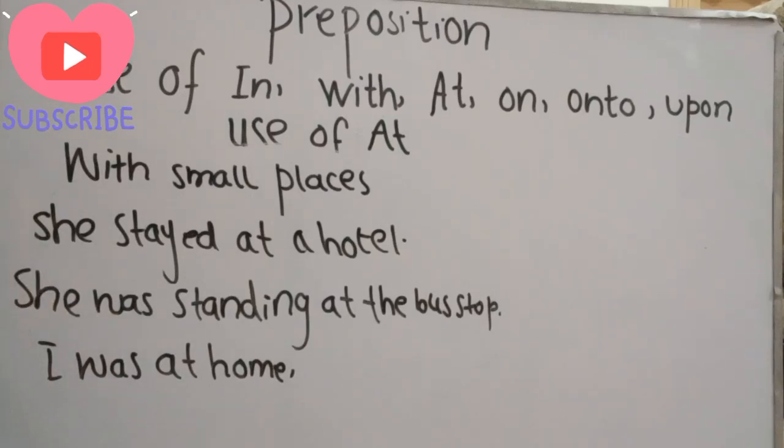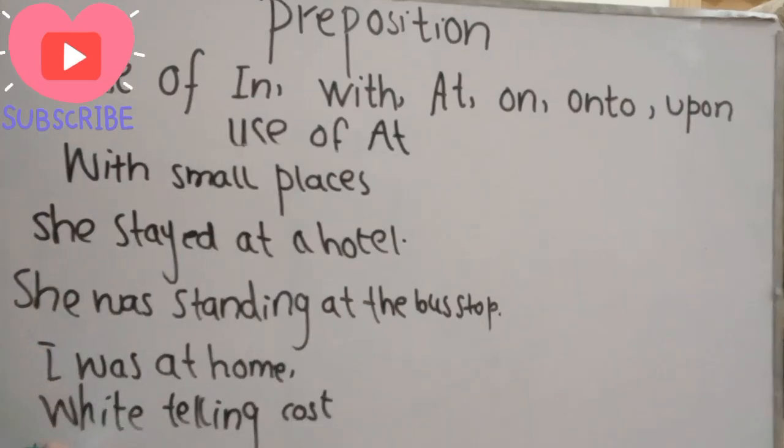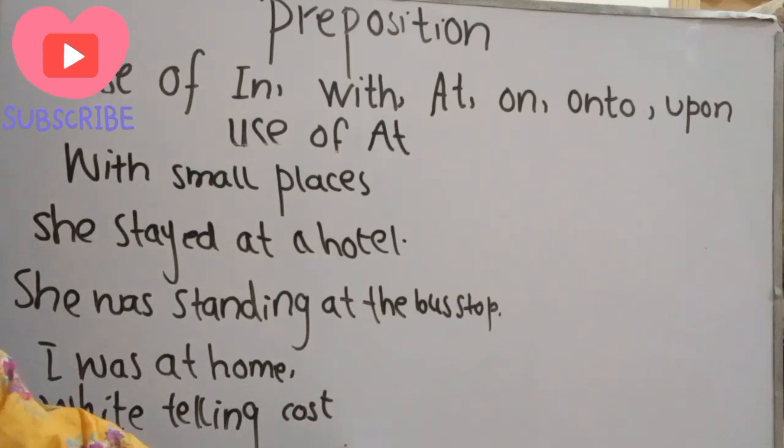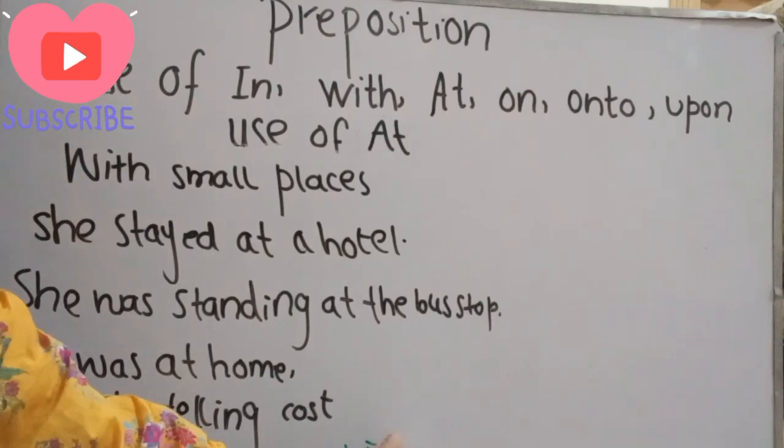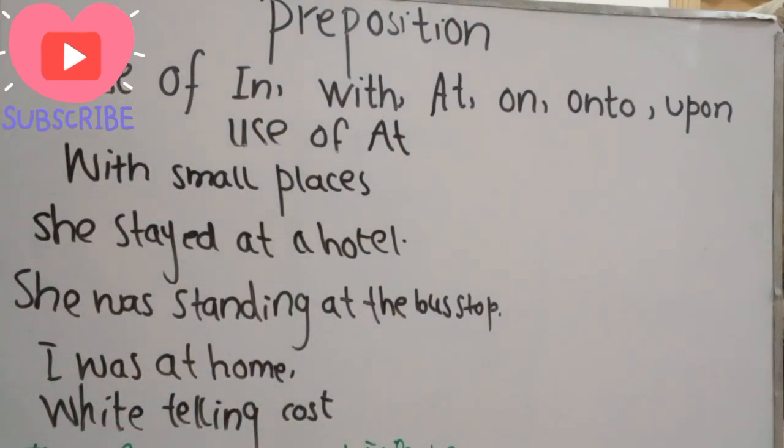And then, while telling the cost of anything, what will we use? We will use at. If I say, this fruit is selling at 50 per kg. This fruit is selling at 50 per kg. So what will we use? We will use at.